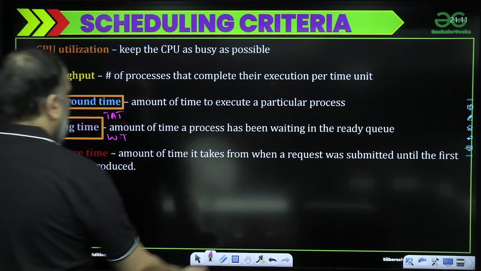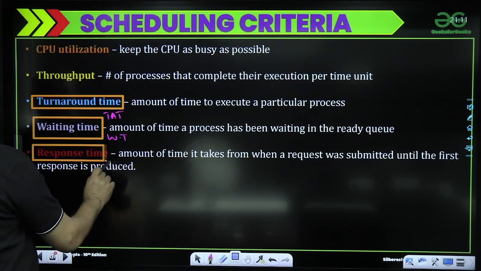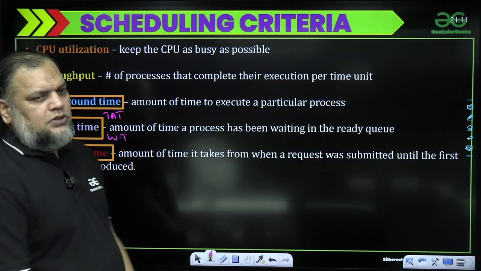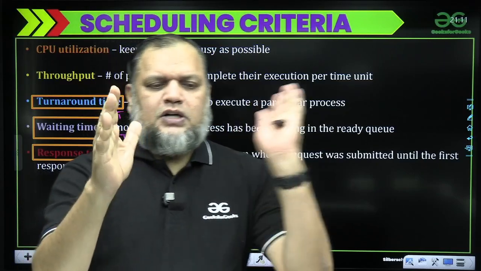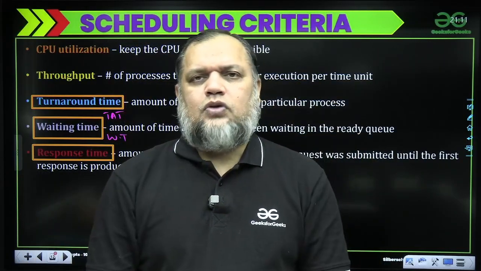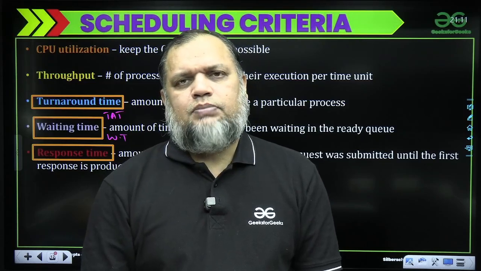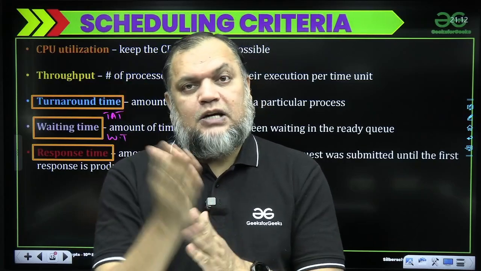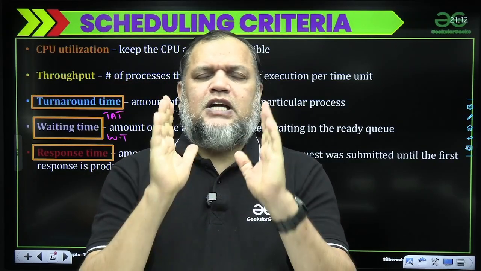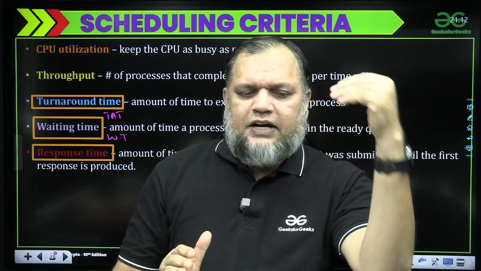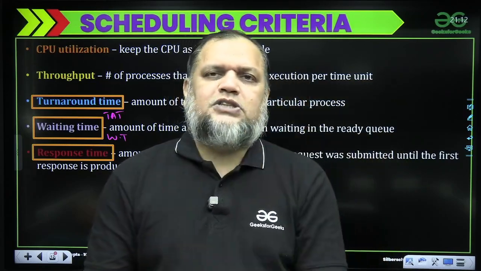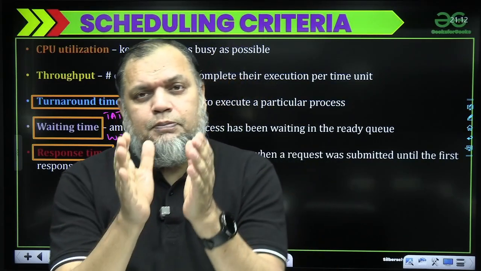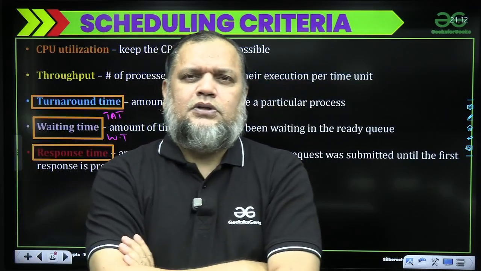There is another parameter called response time. It is the amount of time it takes from when a request was submitted until the first response is produced. The duration of time from the admission of the request to the response or result is called response time. I generally give this example because there are two types of response time. One is response time of the process and the other is response time of the request of the process. Response time of the process is the time from arrival to the time at which it gets onto the CPU for the first time. That is called response time of the process. Sir, what is response time of request of the process?